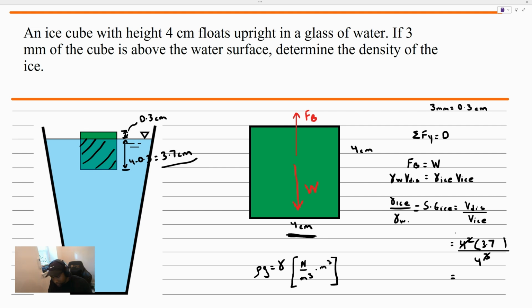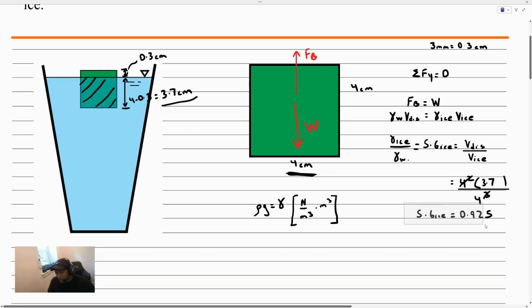What we can see is that it's just a ratio of 3.7 over 4. The ratio of 3.7 over 4 is equal to 0.925. That's equal to the specific gravity of ice. Now, knowing the specific gravity that we have of ice, it makes sense that it's less than 1 because this object is floating, it's less dense, so that means it would want to float.